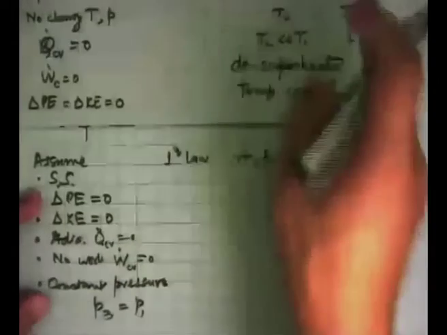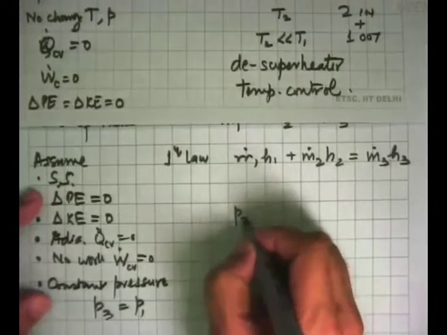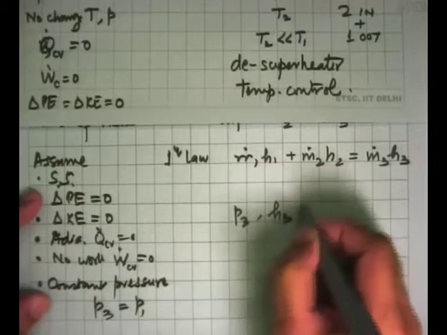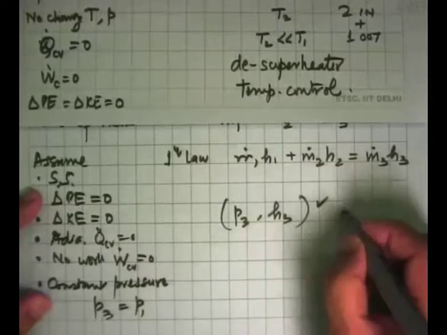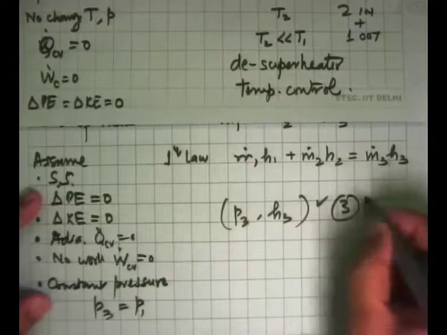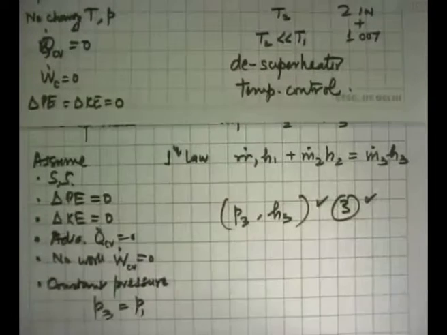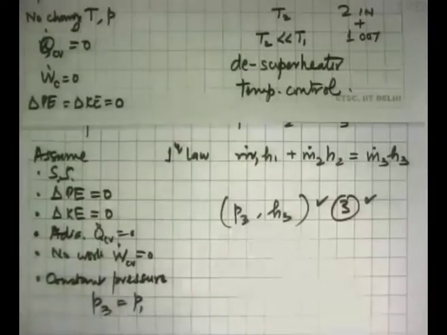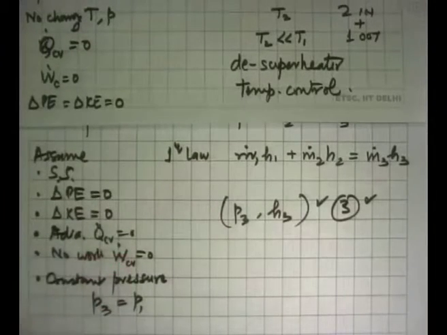And that tells us that for state 3, we know P3, and from this equation we calculated H3. These are two independent properties. State 3 is completely defined. We can get temperature also and all the other properties. So this is an example where we are mixing two things.